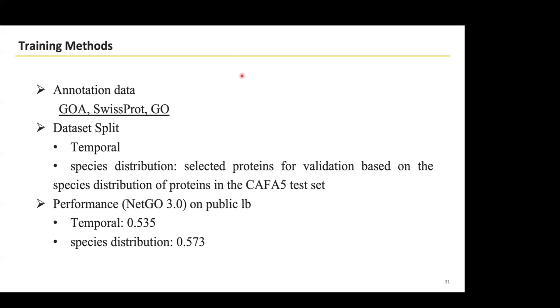I want to ask a kind of philosophical question on the use of text data. Actually, I'm not really clear why text data will improve things that much. If the literature is already used for annotating the proteins, then why would text mining be able to find additional GO terms?